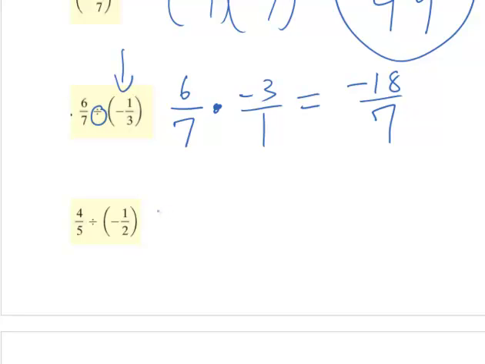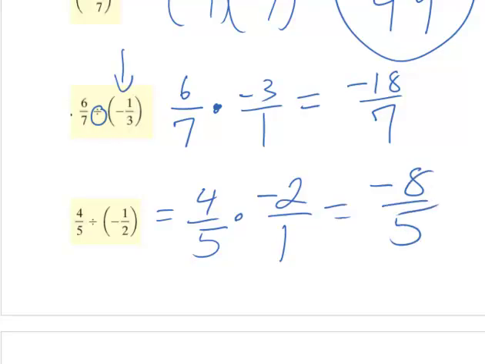And finally, the last problem here. Remember, my first fraction stays the same, 4 over 5. This becomes now times negative 2 over positive 1. We need to do the reciprocal. Again, I'll multiply straight across. That gives me a negative 8 over a positive 5.